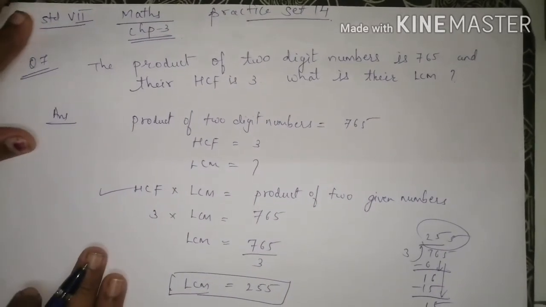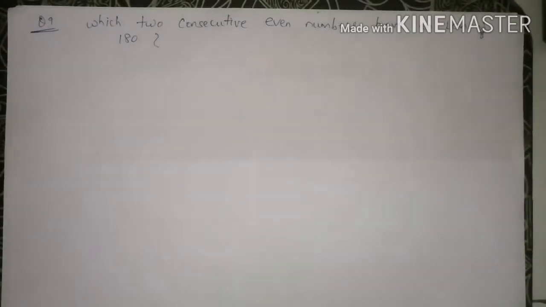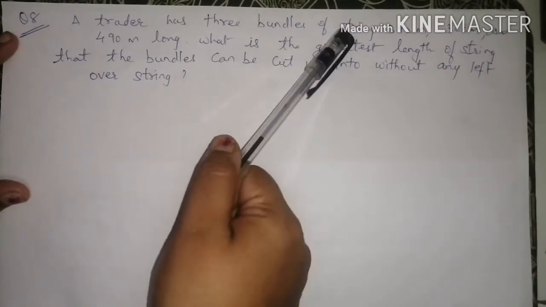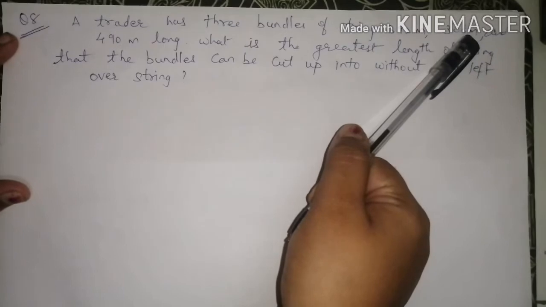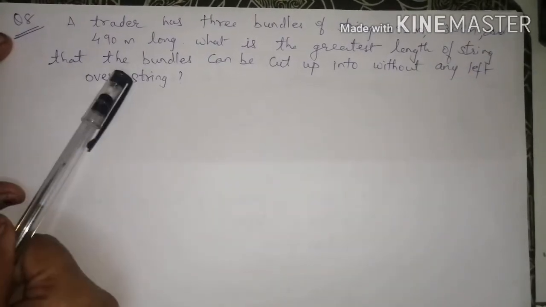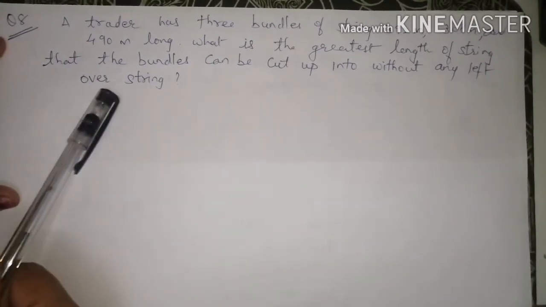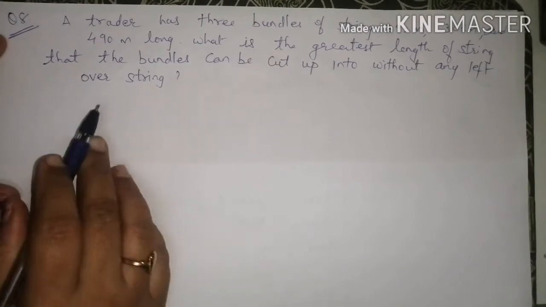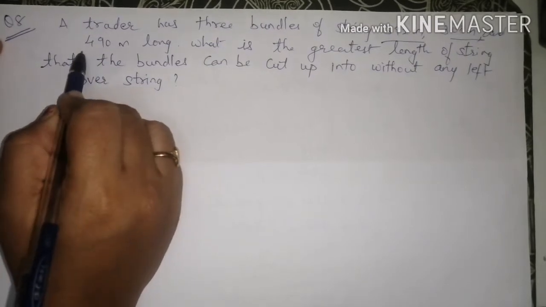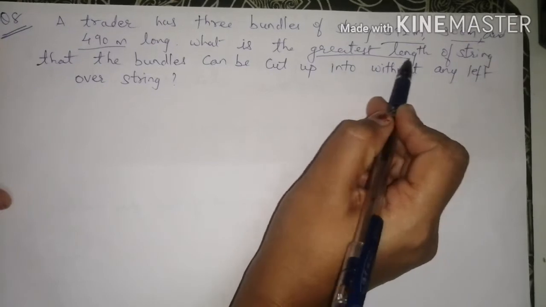So let's move to the 8th sum now. A trader has 3 bundles of string, 392 meter, 308 meter, 490 meter long. What is the greatest length of string that the bundles can be cut up into without any leftover string? Now children, there are 3 bundles: 392 meter, 308 meter, 490 meter. We have to find out the greatest length.